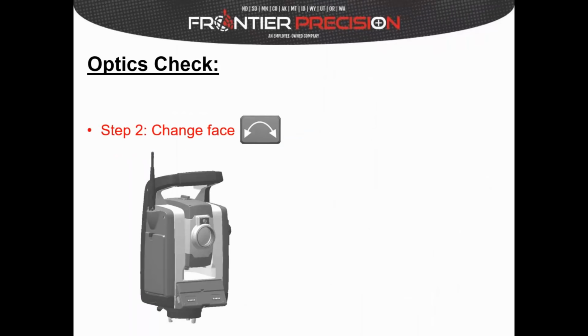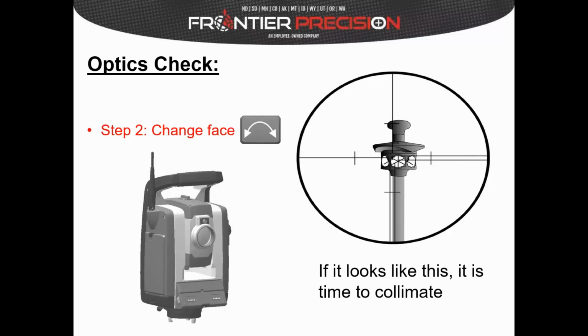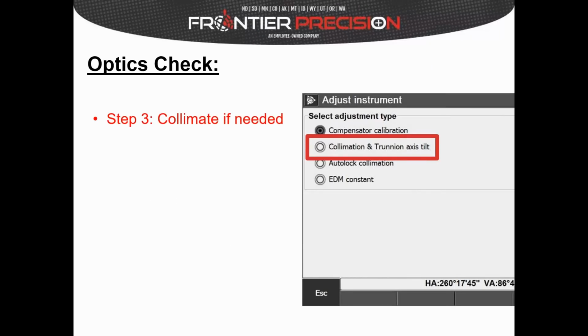Then once we have it manually aimed to the target, we're going to hit the change face button to make the instrument flop the scope and turn 180 degrees. Then we're going to check and see if the crosshairs are still on the center of that target. If they're not on the center, if it's off quite a bit like we see here, then it's time to do the collimates. So step 3 would be collimating if needed.